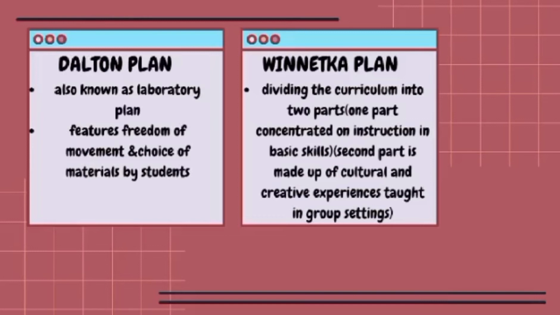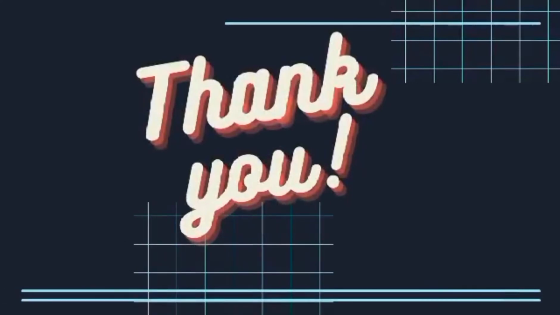While Winnetka Plan is dividing the curriculum into two parts. One part concentrated on instruction in basic skills like writing and reading. The second part is made up of cultural and creative experiences taught in group settings. It is also where students absorb lessons as much as he or she enjoyed. And that's all for the provisions for individual differences in school.